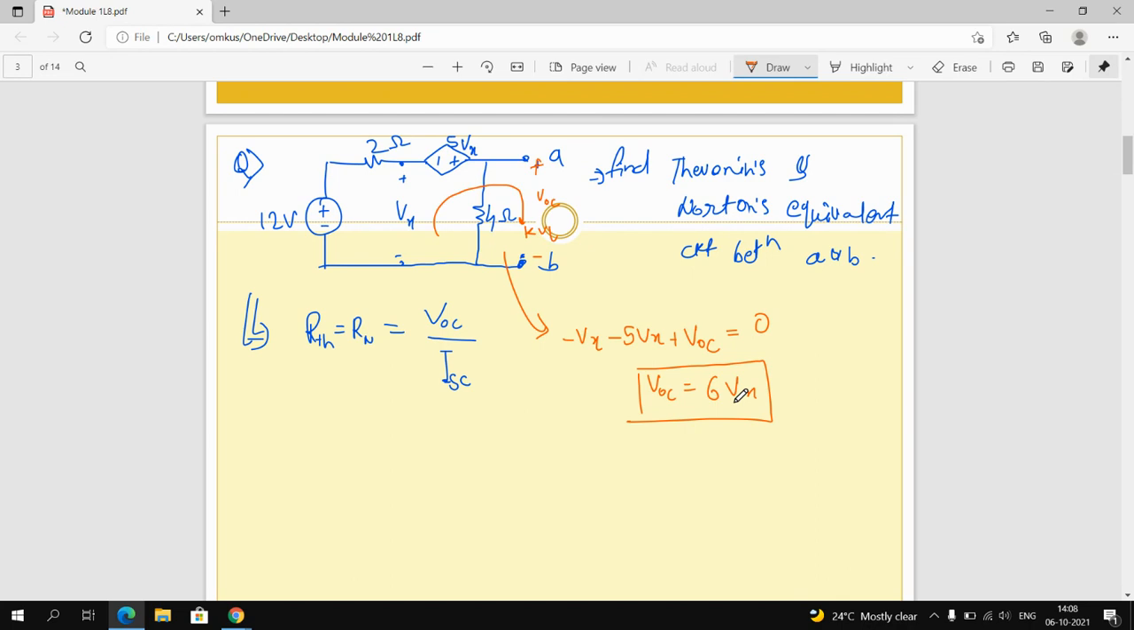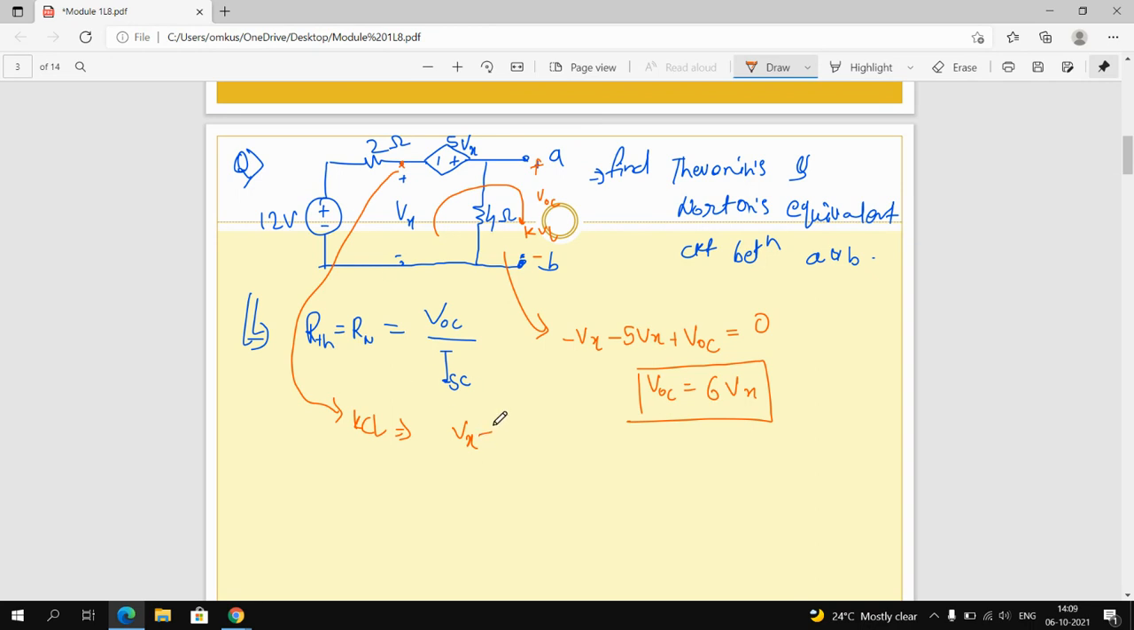Now you need to find the Vx value. What is the Vx value? Similarly, you can apply KCL here, and you can easily find this Vx term. At this node I apply KCL. This is the Vx potential, and I assume this is the higher potential. This is my assumption.